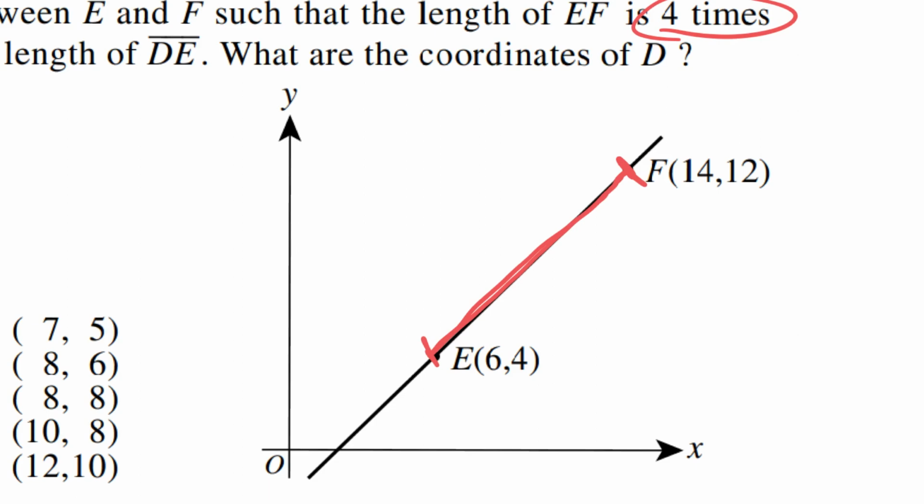So it says the length of EF is 4 times the length of DE. So DE is clearly the smallest, and that also means, since it's smaller and we're going from E, D is going to be closer to E than it is to F. Keep that in mind as you go through here, because some of these answers just don't work. K is closer to F, and so is J. So those answers are not even viable answers on this.